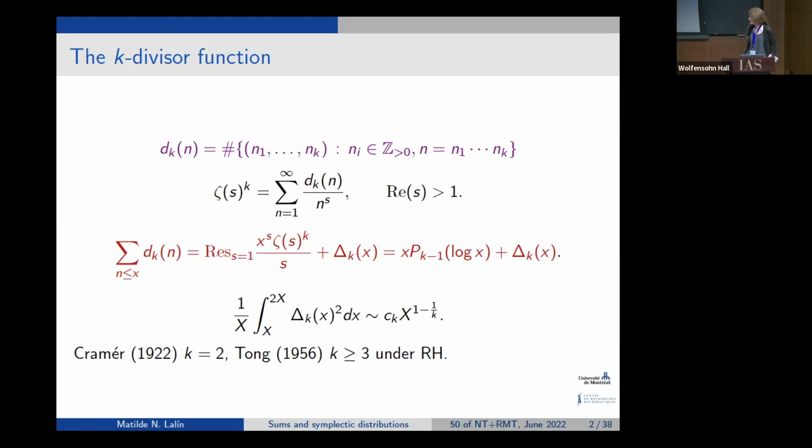So if we consider the variance of the error term delta between x and 2x, asymptotically it should be x to the 1 minus 1 over k. This was proven by Cramér for k equals 2, and then by Tong for k greater or equal than 3 under the Riemann hypothesis.